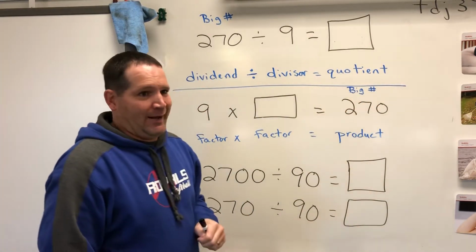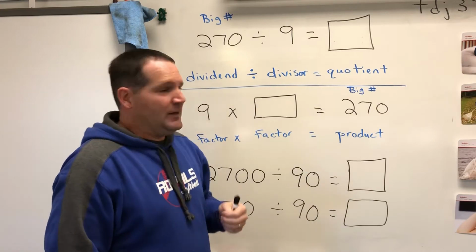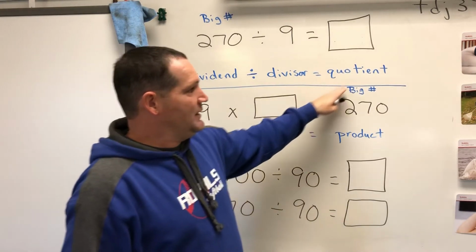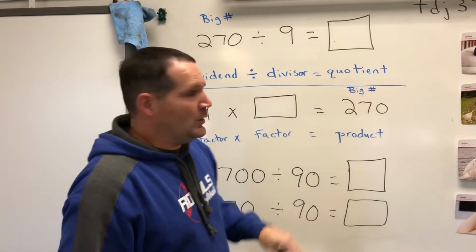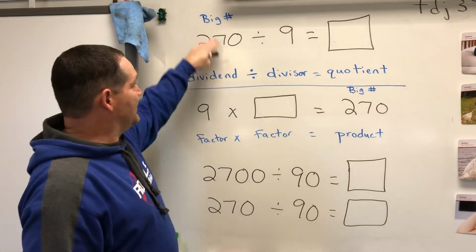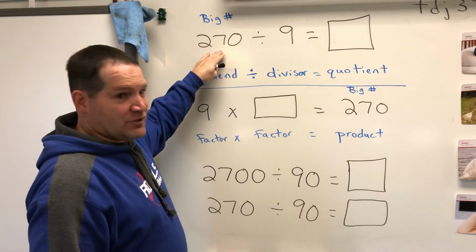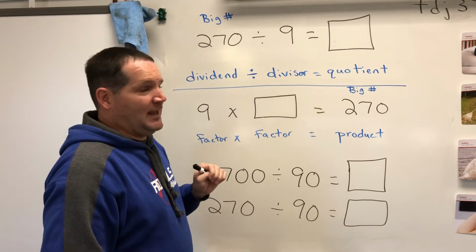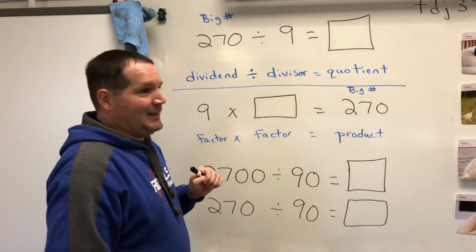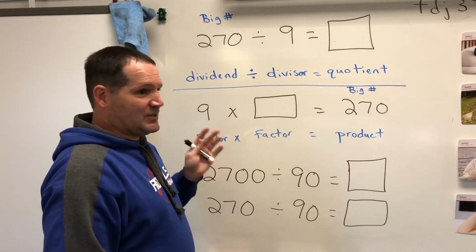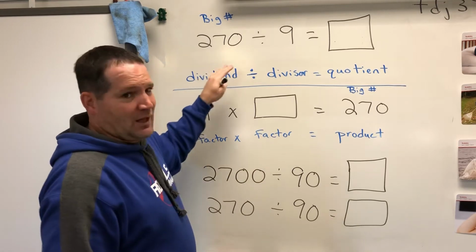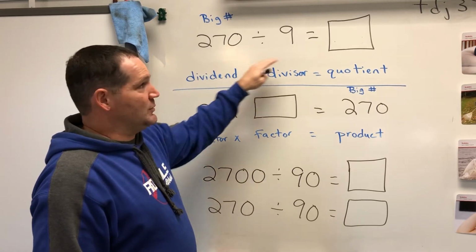Just like when I add 3 plus 2 equals 5. The big number when I multiply is always the answer. When I divide, the big number always comes first, just like when I subtract. 8 minus 5 equals 3. 8 is my big number. It has to come first. Division is a lot like subtraction that way in terms of how they're ordered.